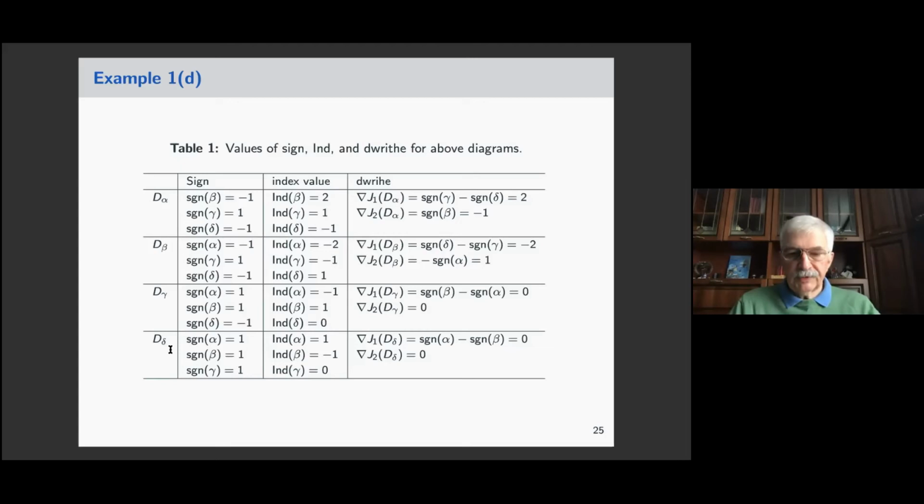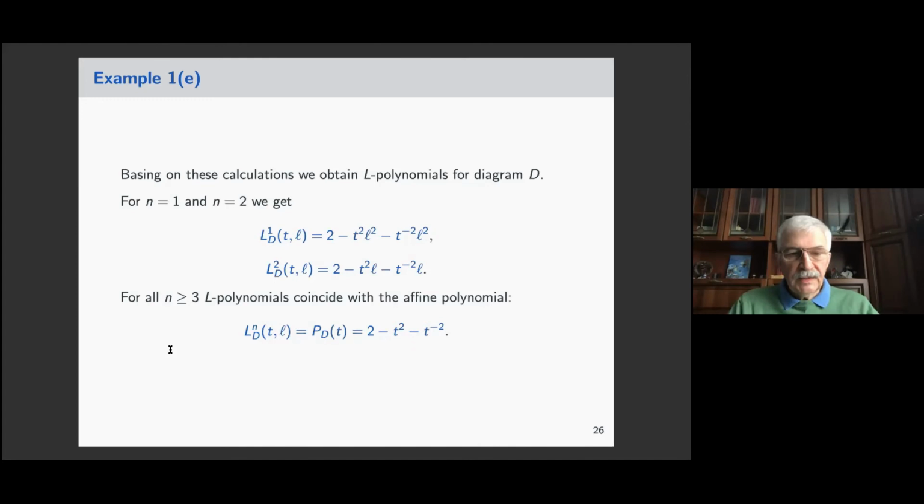And now we just collect all these ingredients to construct the polynomial L, and we get the following. If n equals one, we get the polynomial L1D, which is a polynomial in two variables of degree two in each variable. And for n equals two, we also have a polynomial in two variables, which looks like this one. And for all other n, as observed, the degree numbers equal zero, so our polynomial is just the same as the affine index polynomial introduced by Kauffman, which we denote by P.